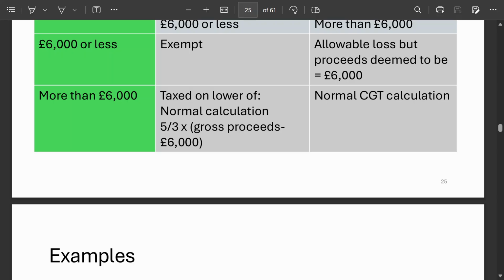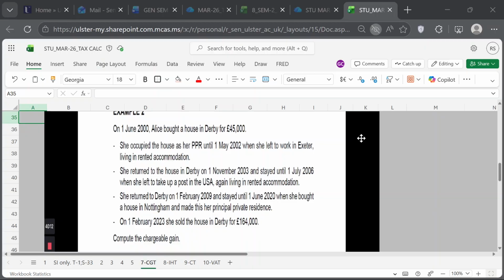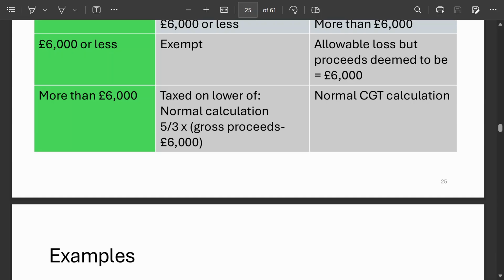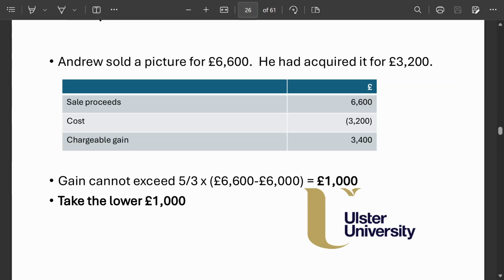B is 5 by 3 times the gross proceeds minus 6,000. So this one is 5 by 3 times gross proceeds minus 6,000, which is turning out to be 1,000. So we have to take the lower of the two. In this case, this one is 3.4 and this is 1. So you have to take 1.